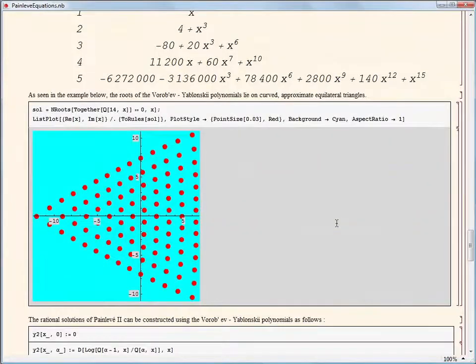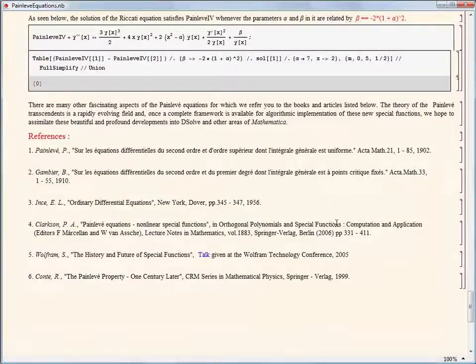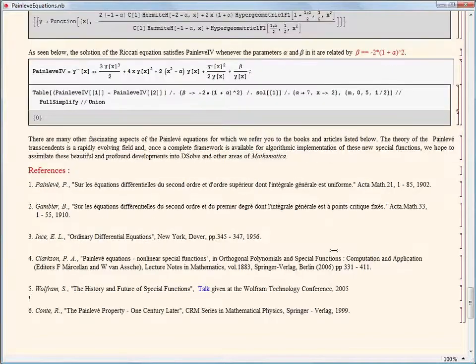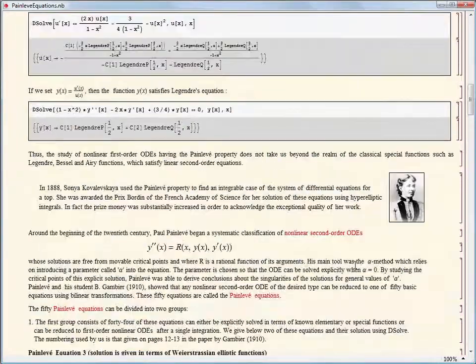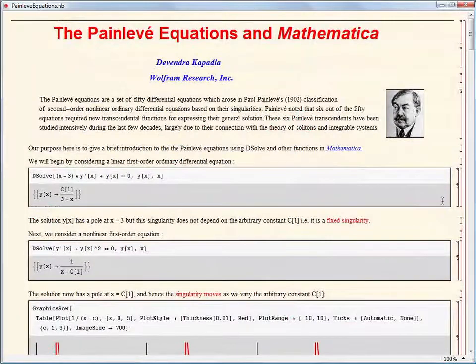This is the animation which I just showed you, and then there are some references to the papers by Painlevé and his student Gambier, a book by Ince which is still a good reference for differential equations, a paper by Clarkson which I found quite useful for preparing this notebook, a talk by Stephen Wolfram which actually inspired me to study the Painlevé equations in the first place, and a more recent reference by Conte. So I hope you'll find this notebook on the Painlevé equations useful for self-study and other purposes.